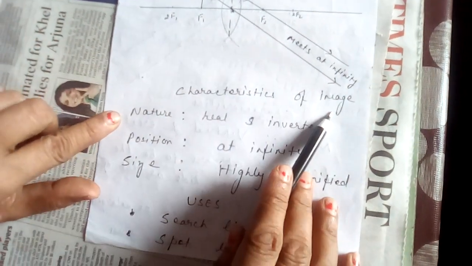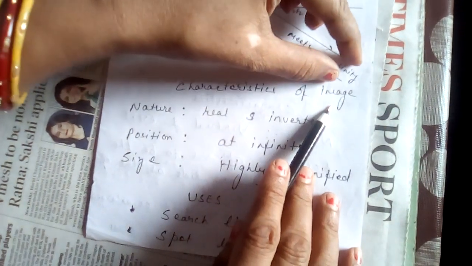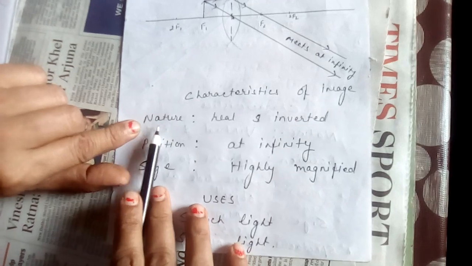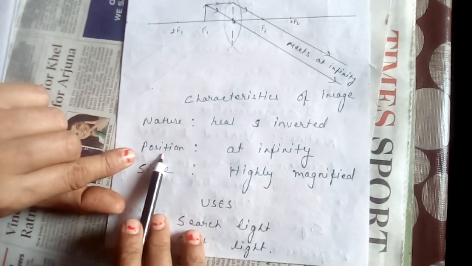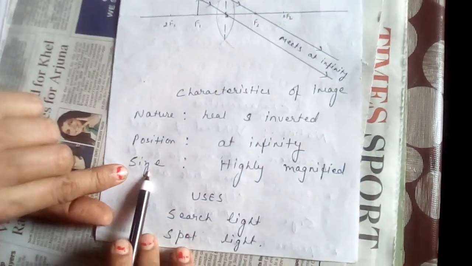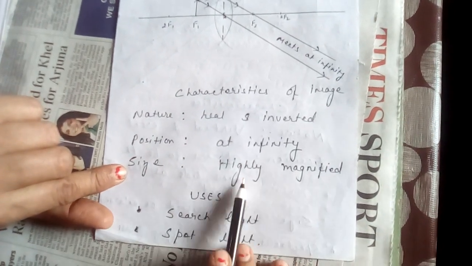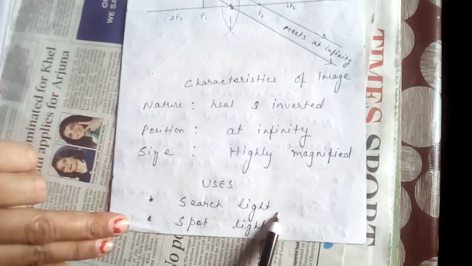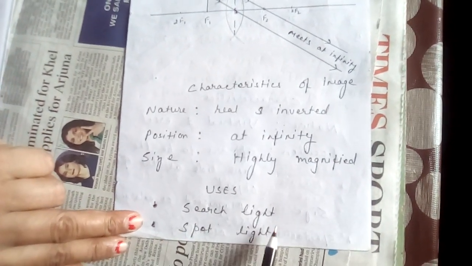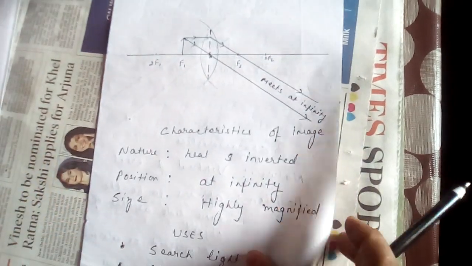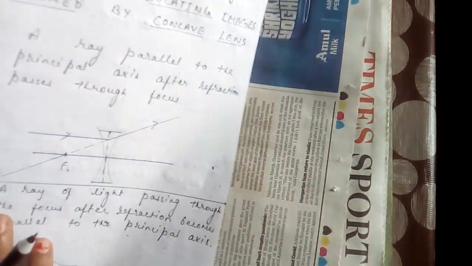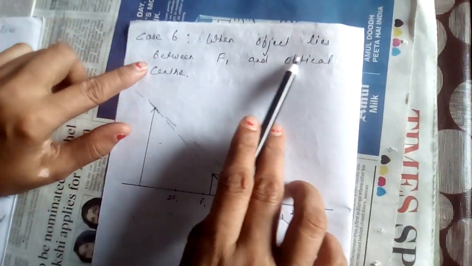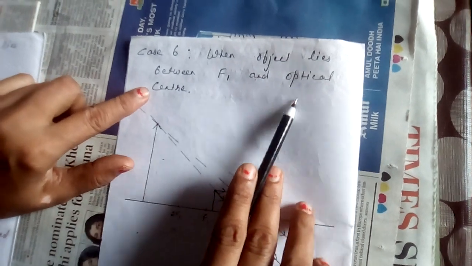So what are the characteristics? These two refracted rays meet at infinity directly. So the nature will be real and inverted, position at infinity, size highly magnified, highly enlarged. Where is it used? As a searchlight or spotlight. Here we are using it. Next, let us come to our next case. Case 6, when the object lies between f1 and the optical center.